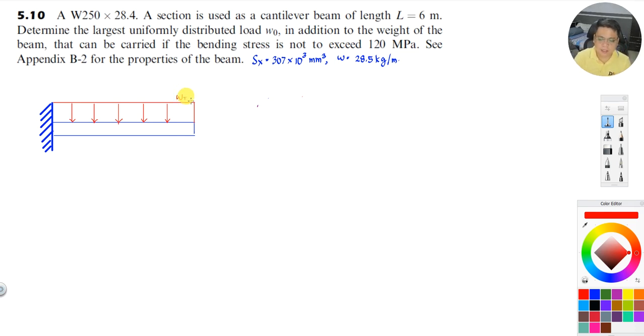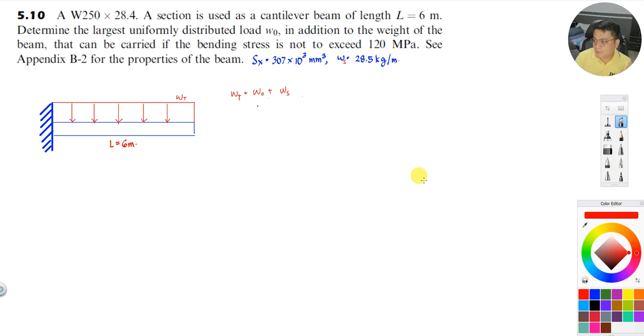But it says there is W in addition to the weight. So that means your total has two parts: that is the W0 plus the W of the self-weight, which I'll label S, for the self-weight. So this is what we are looking for. It says, determine the largest uniformly distributed load, W0, in addition to the weight. The Fb shall not exceed 120 megapascal. The length, again, is around 6 meters.